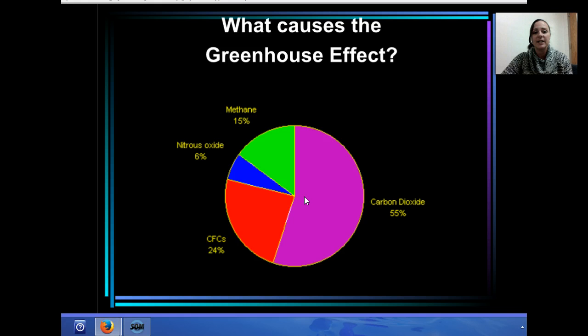So what causes the greenhouse effect? Well, we have gases like carbon dioxide, which make up 55% of the greenhouse gases. And then we have CFCs, which have been much more limited since we've had rules and regulations in government that control products that produce CFCs. And so with human help, we can regulate some of the greenhouse gases that are going into our atmosphere. Nitrous oxide, methane, water vapor, those are all greenhouse gases.